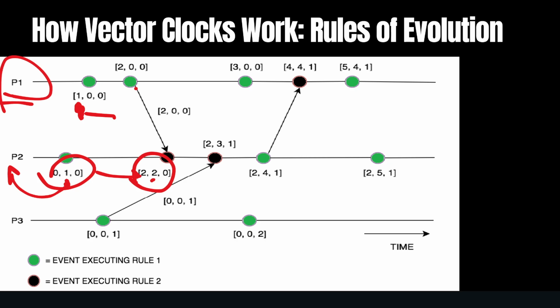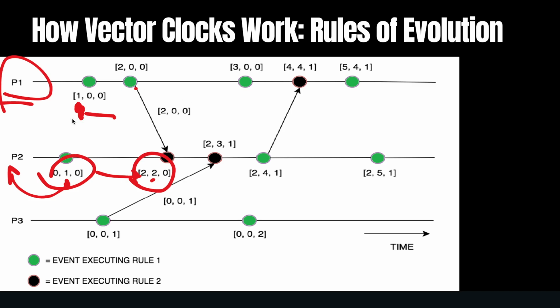Okay. Number 2, then it will increment its own entry. It was 0, 1, 0. It will get 2. And we add another one because it increments its own entry, representing its own progress after processing the message. Okay? So this is how we do a causality check on events.